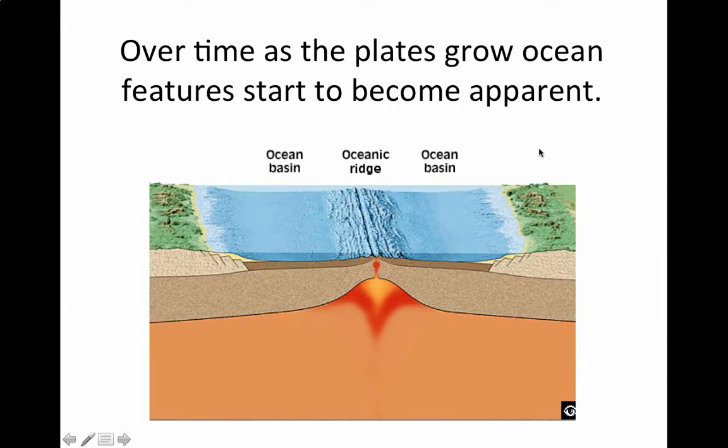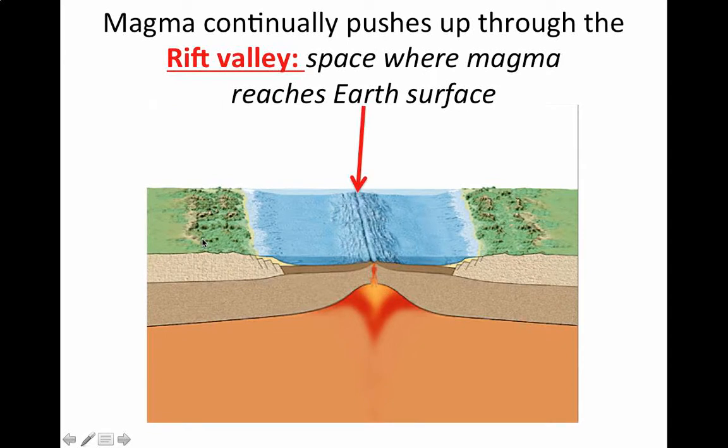Over time, as the plates grow, we start to get those features we pointed out in the ocean, having the mid-ocean ridge in the middle, Rift Valley, of course, in between, the mid-ocean ridge, the ocean basin, continental slope, and shelf. Rift Valley, again, being the spot where the magma is reaching the surface underneath the ocean. Wherever we have the mid-ocean ridge, we also can expect to see the Rift Valley.